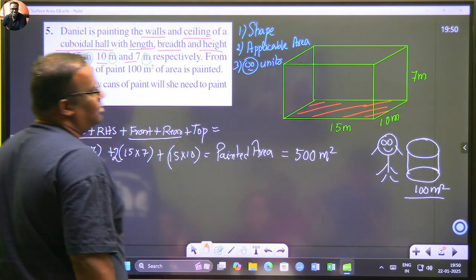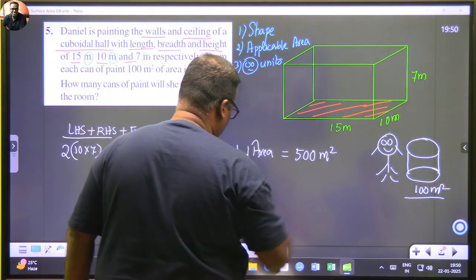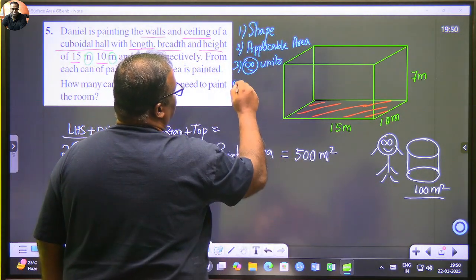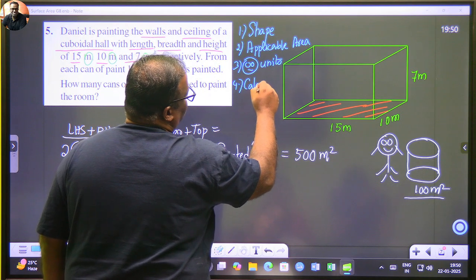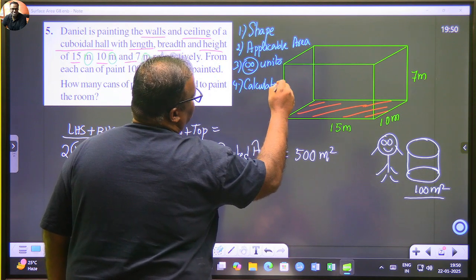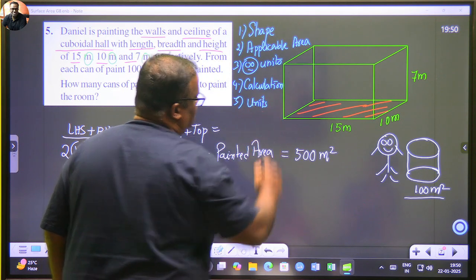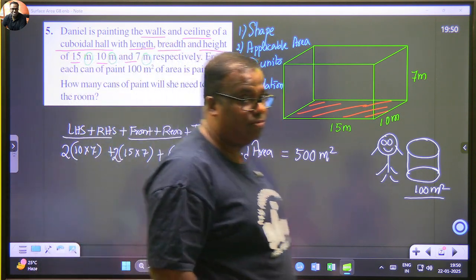Okay. So then you look at the units, whether the units are normal or not. Applicable area. Then number 4 is your calculation. And finally, the units also when you write your answer. Don't write 5. 5 what?